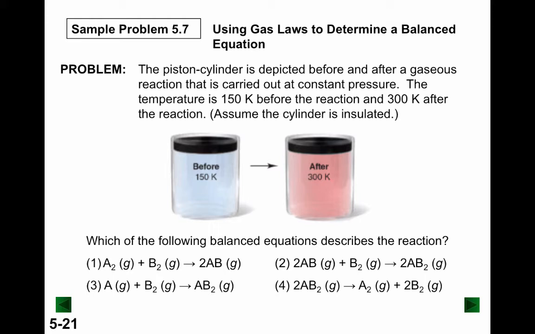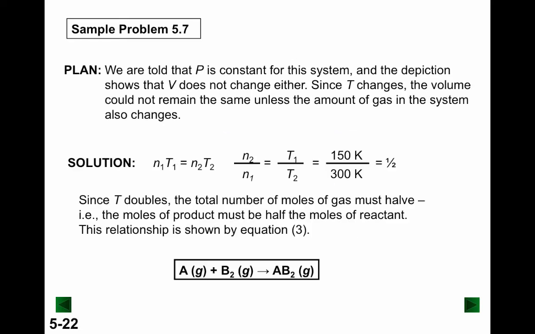The only way we can observe what is happening in the piston, which is to maintain the volume while holding the pressure constant and have the temperature double, is to see the amount of gas present cut in half. All we have to do now is to look at our 4 balanced chemical equations and see which one has twice as many moles of reactant as product. Try to figure this out on your own before moving on to the next slide.